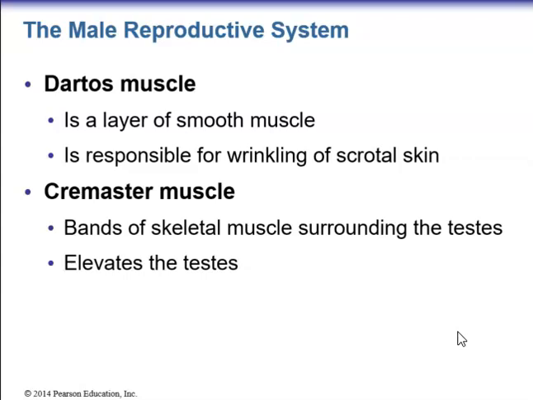Now, there are certain muscles that are important within the scrotum. The dartos muscle is a layer of smooth muscle and is responsible for the wrinkling of scrotal skin. The cremaster muscle are bands of skeletal muscle that surround the testes and help elevate the testes. So whenever you have a patient, you tell them to turn their head and then cough. You can see that the testes will elevate, and it's due to the cremaster muscle.